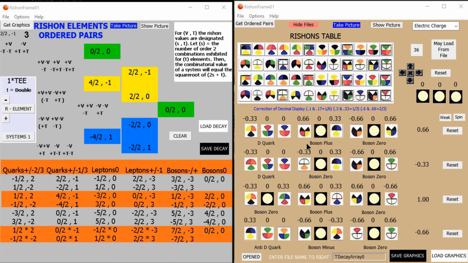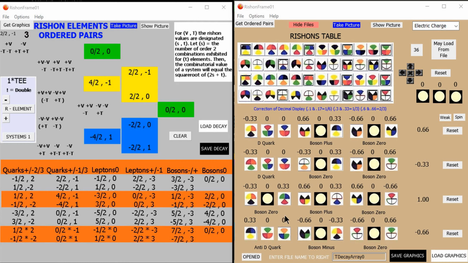Now, the T-quark emits a W plus boson. And we can see that the plus 1 charge is carried away, and it is combined with a boson 0 that contributes nothing to the electric charge, and also a vector boson here that contributes 0 to the electric charge. So for the boson plus, we have an electric charge of 1.